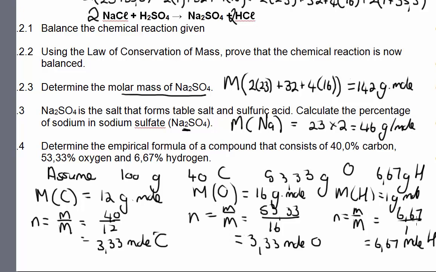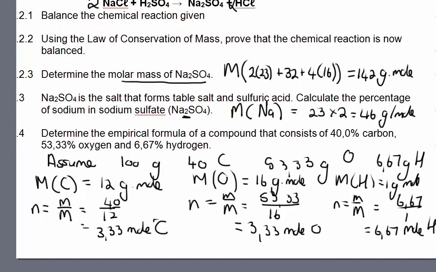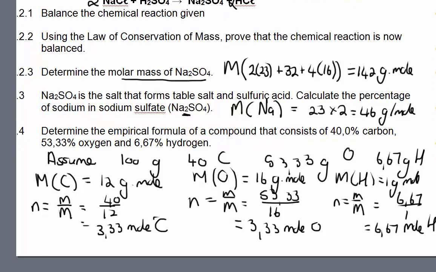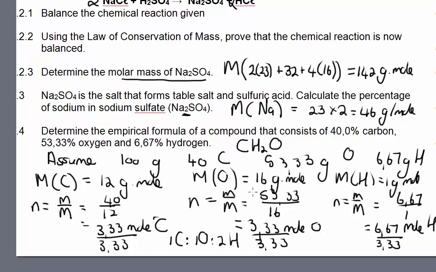So when we have this, we are going to now go and divide it by the smallest number we have here. Okay, the smallest number is 3.33. So I divide by 3.33 everywhere. And now I can get an idea of my ratio in which this will bond. So we see it's going to give me 1 carbon for every 1 oxygen for every 2 hydrogens. Now normally when we write down the name of a compound, we write down the symbols from the periodic table in alphabetic order. Therefore, the empirical formula here will be CH2O. So these are all basics.